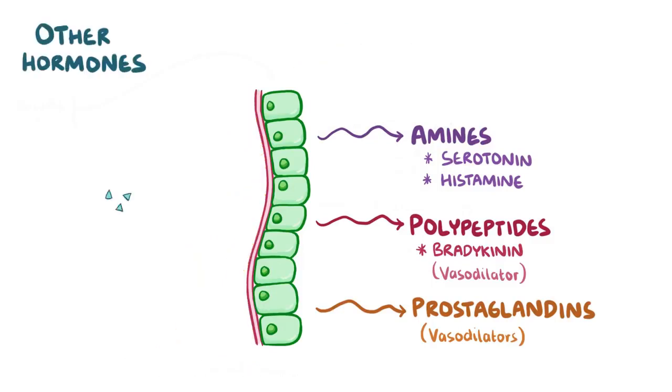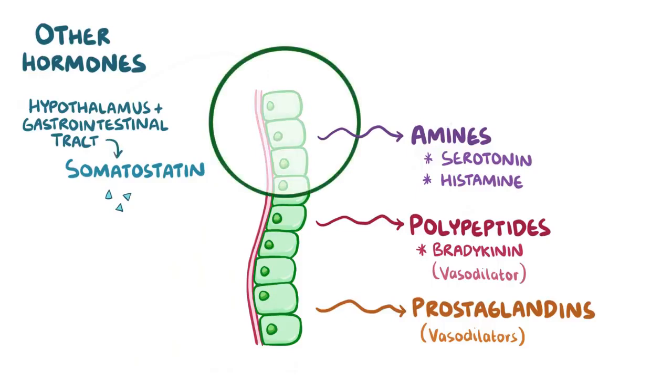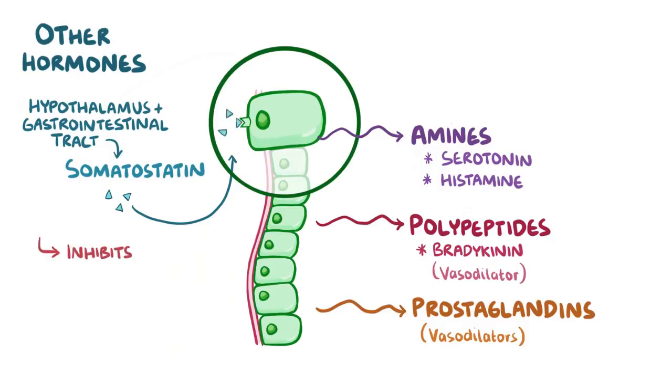So, for example, somatostatin is a hormone that's made by cells in the hypothalamus, as well as the gastrointestinal tract, and it travels through the blood and binds to the receptors on the surface of neuroendocrine cells. Binding of somatostatin then inhibits the release of a number of hormones from neuroendocrine cells, including serotonin.